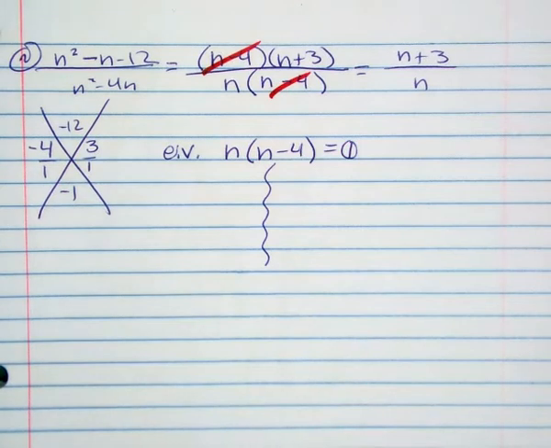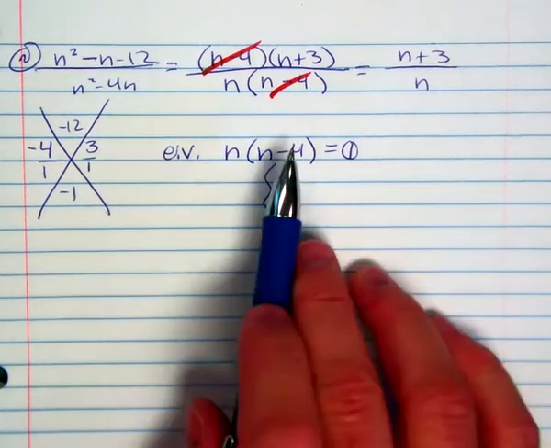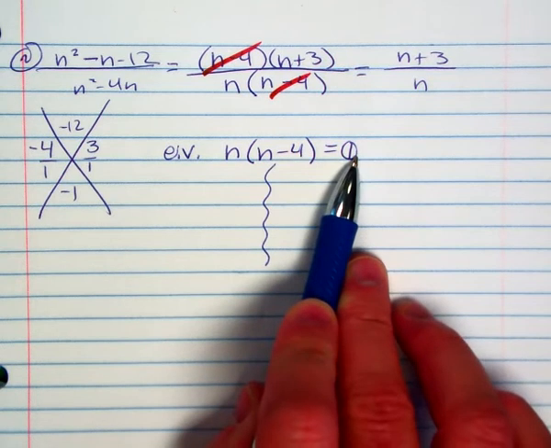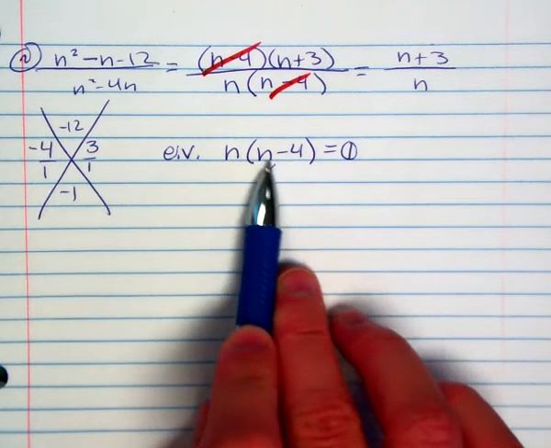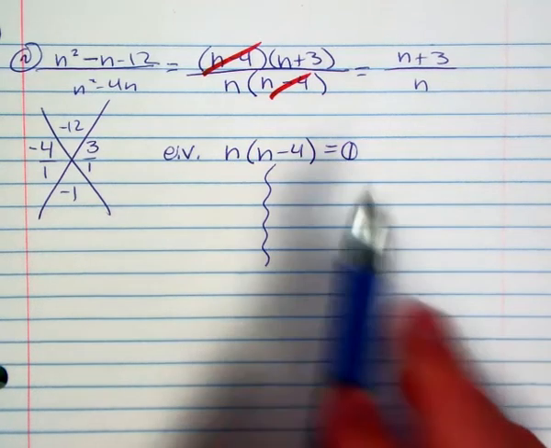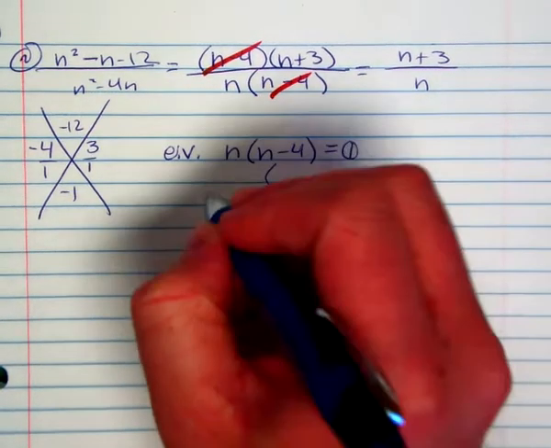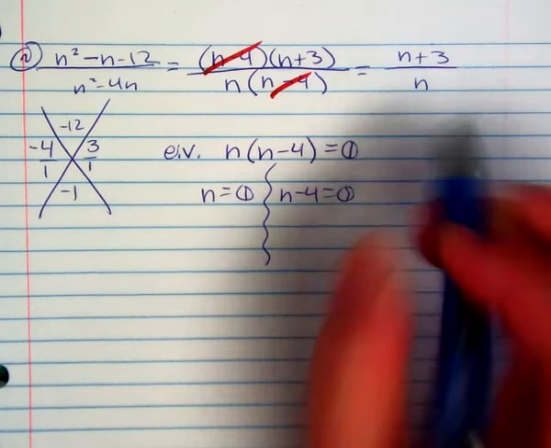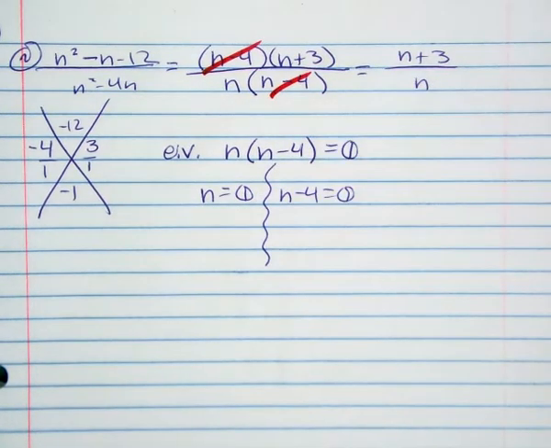This uses the zero product property. If I did 0 times whatever happens in here, it's going to be 0. If this part was 0, I don't care what that is because it's still going to multiply to make 0. So I solve them separately. I solve for n equals 0, and I solve for n minus 4 equals 0, the two factors separately.